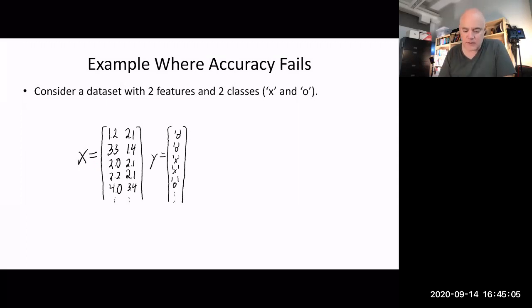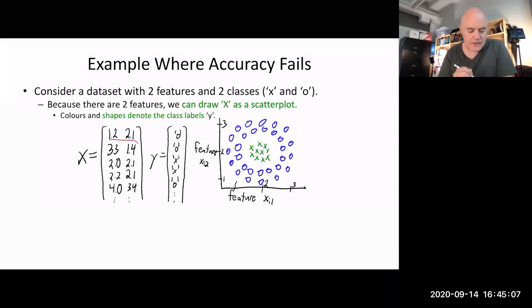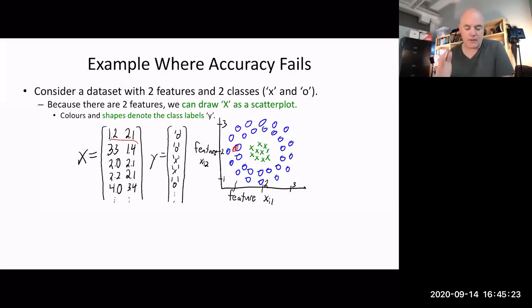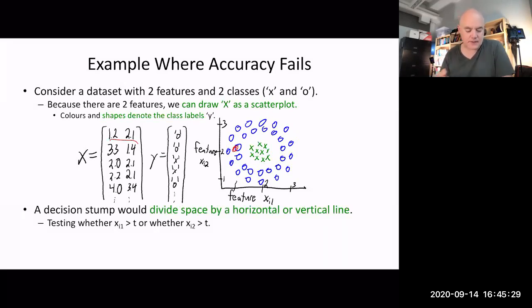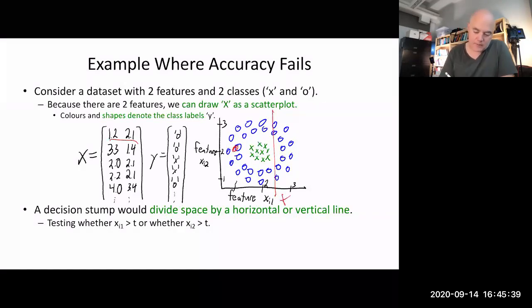So if we consider a data set with 2 features and 2 classes, where each data item corresponds to, say, X is 1.2 and Y is 2.1. So maybe that's this data item right here, who knows, right? And the labels are noughts and crosses. So we can draw the data matrix as a scatter plot, and we can put colors and shapes to indicate the class. A decision stump would divide the space by a horizontal or vertical line, testing whether or not x1 is greater than some T. We can make a threshold here and pick either way.